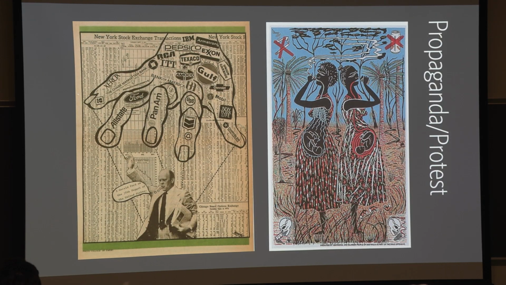This piece on the left is a page from the Black Panther newspaper. It was done by Emory Douglas in the early 1970s. It shows President Gerald Ford being manipulated by large American corporations. And the poster at right, published by an Australian Aboriginal organization to alert pregnant women about the dangers of smoking and alcohol.